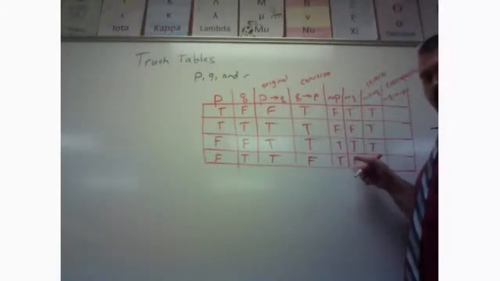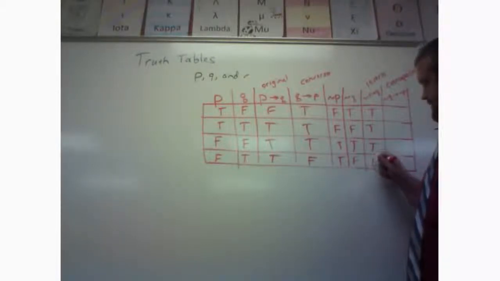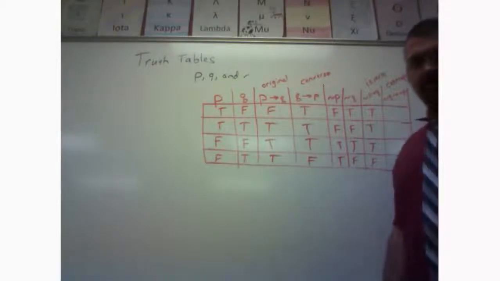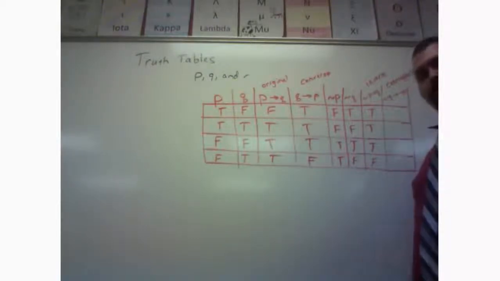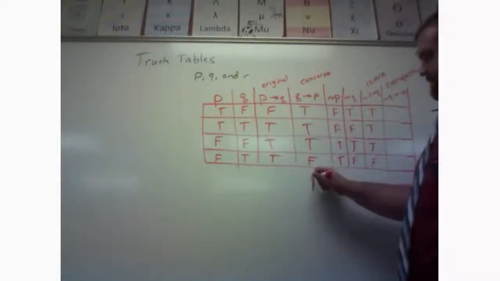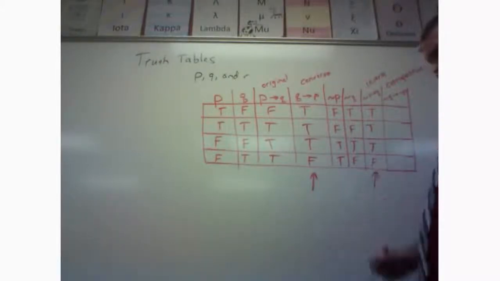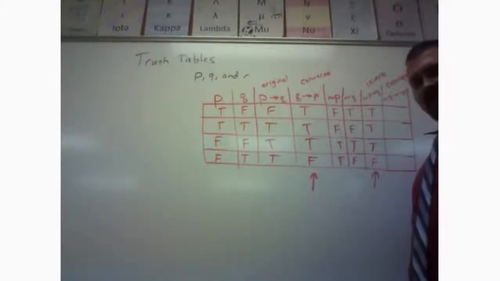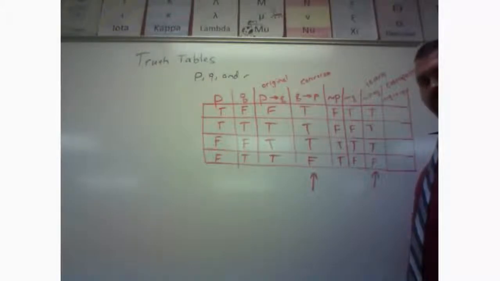If true, then not false. Well, condition was met, consequence wasn't carried out. It's a false conditional statement. If I look at this column here and this column here, I notice that they are one and the same. The inverse and the converse are equivalent statements. The truth table shows it.